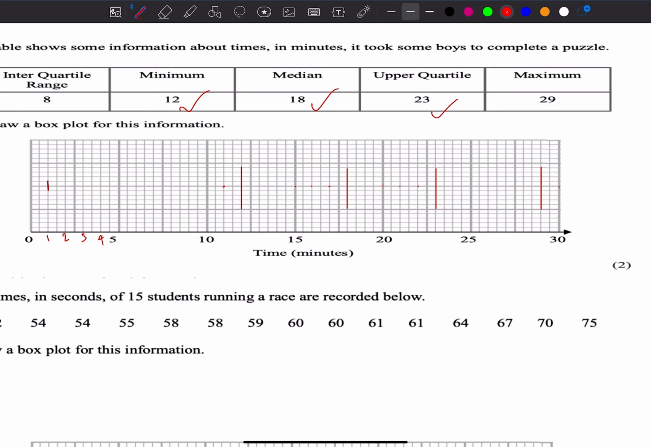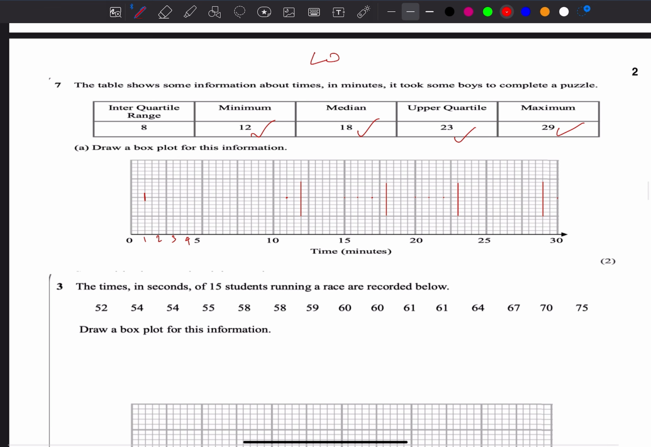So what am I missing? I'm missing my lower quartile. So how to do lower quartile? Should I add it to the upper quartile or take away? Take away, isn't it? 23, take away the 8, which is 15. That is your lower quartile. There you go.